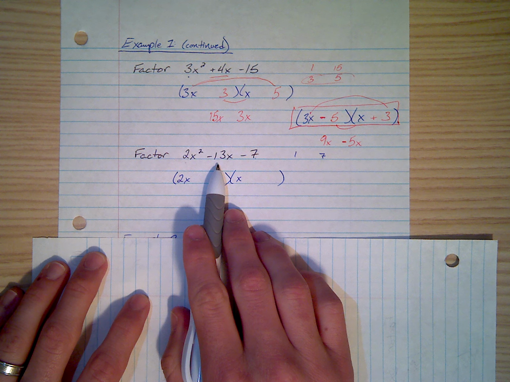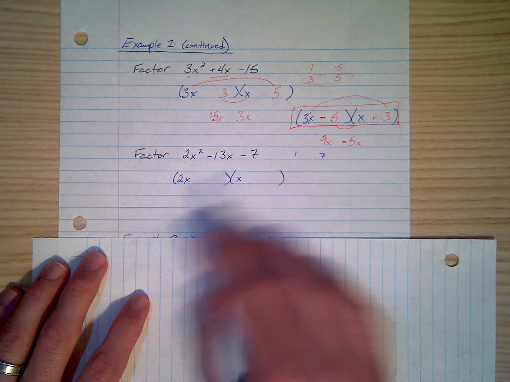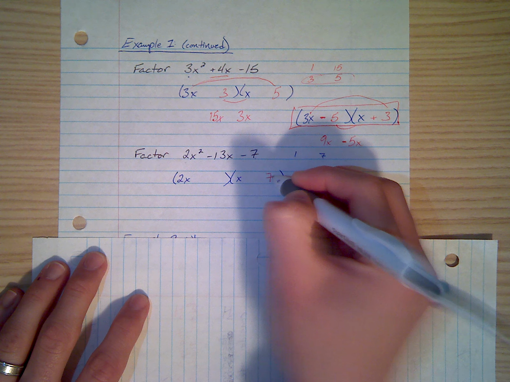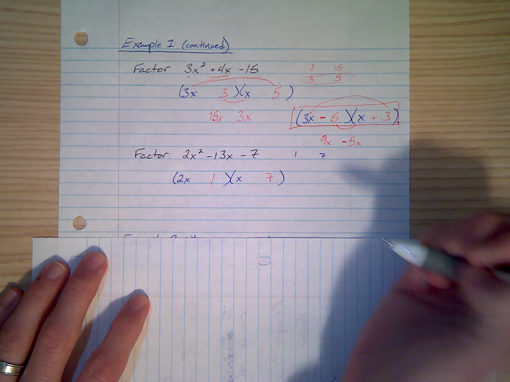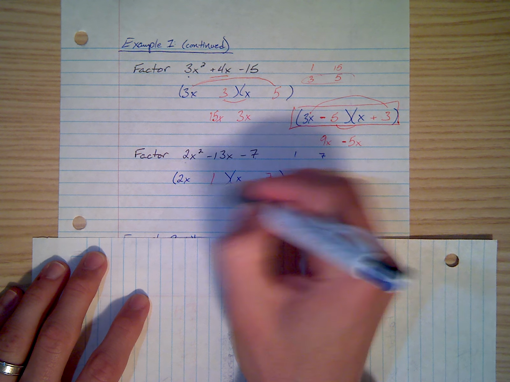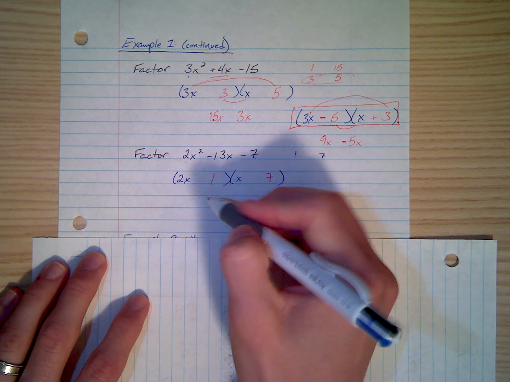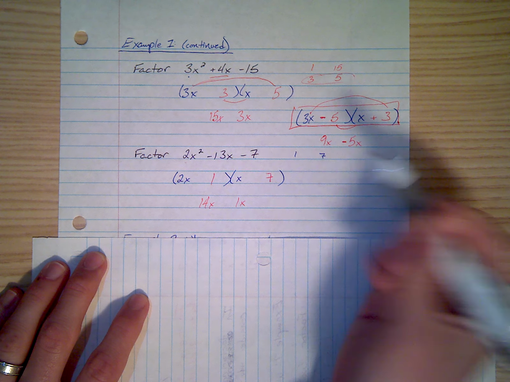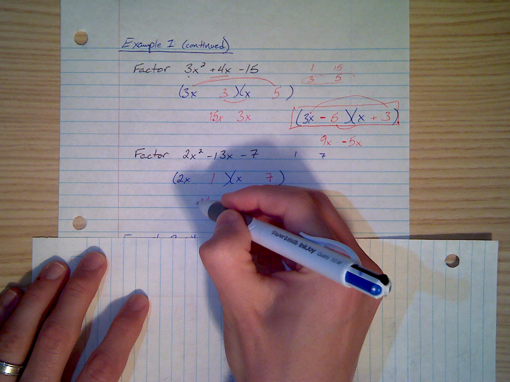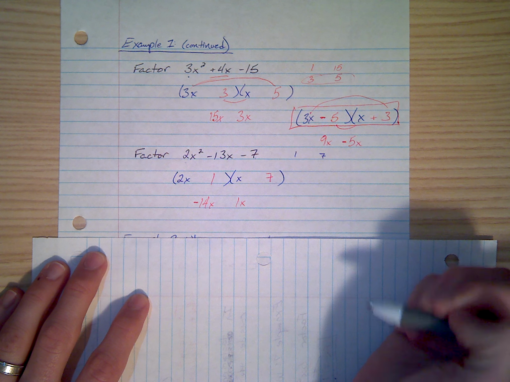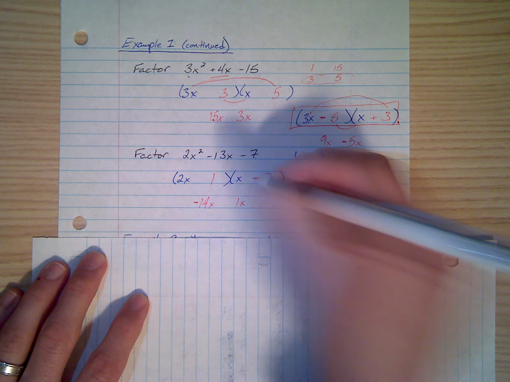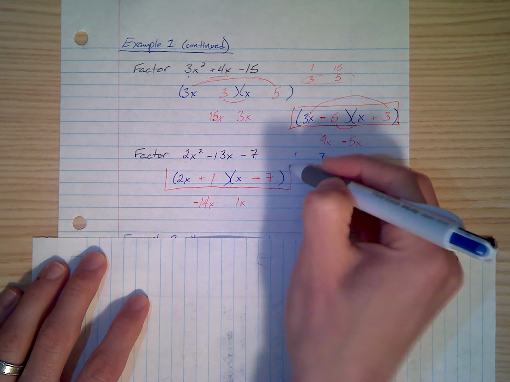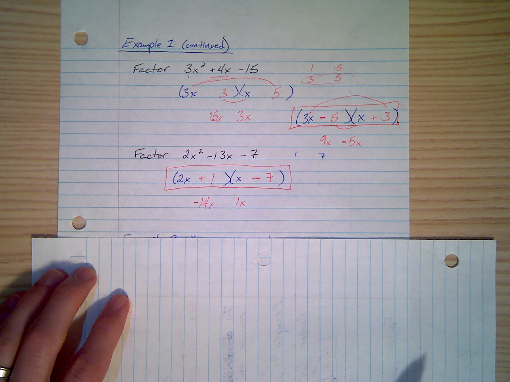So I have to do 2 times something and 1 times something. The only way I'm going to get to negative 13 is if I do the 2 and the 7 together. So that means the 7 is going to go over here, and the 1 is going to go here. Now with the FOIL, the O and the I step, I have a 14x and a 1x. For us to get negative 13, this 14 has to be negative, which means this 7 was negative, and this 1 was positive, and that is the correct answer for this one.